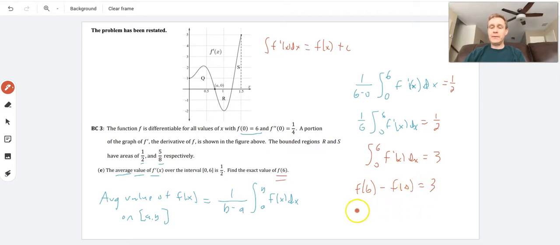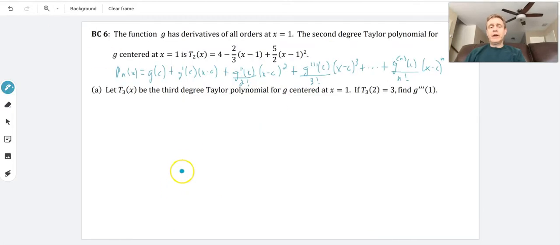and this should equal 3. Then we were told f of 0 was equal to 6, and so we know that f of 6 is equal to 9, and we have the solution to this particular question. So now let's look at one last problem.